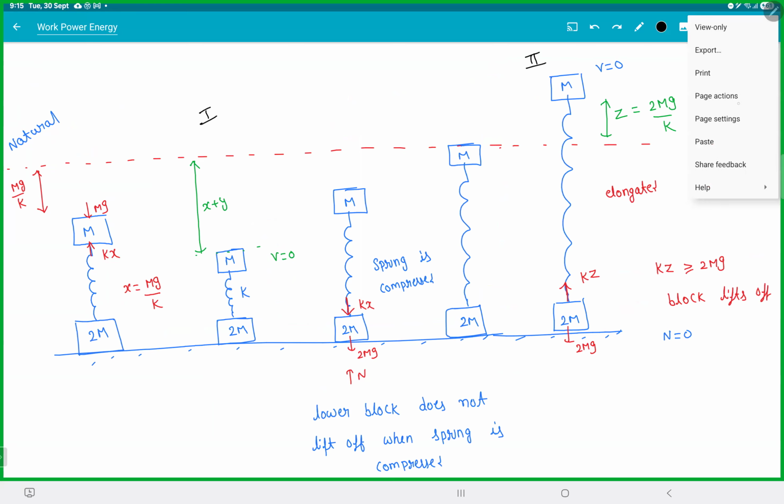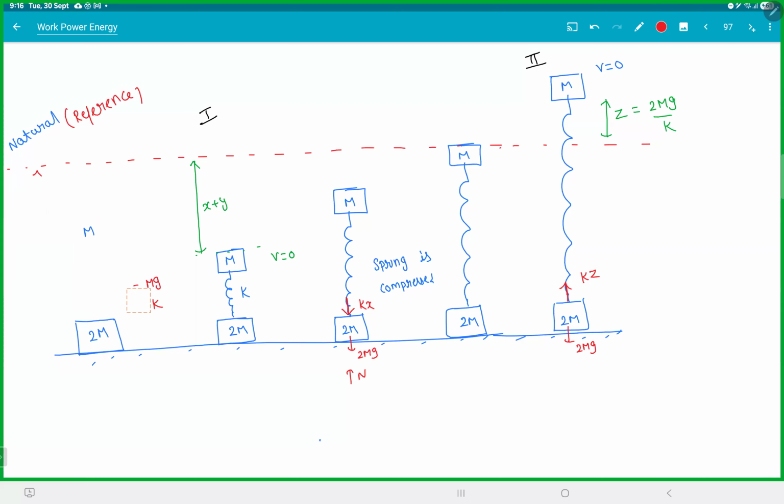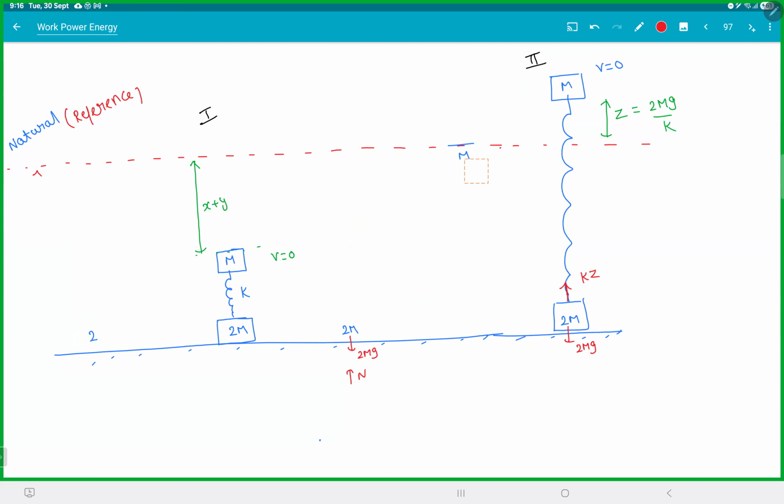Now let's conserve the energy. So I know my initial state, I know my final state. So I'll just erase this stuff. So this is my initial state. I need to define my reference line. I will choose my natural length as a reference. Actually, I don't need all this anymore now. So I'll choose this as my reference line. State 1, gravitational potential energy. The block is x plus y down, so minus mg(x plus y).